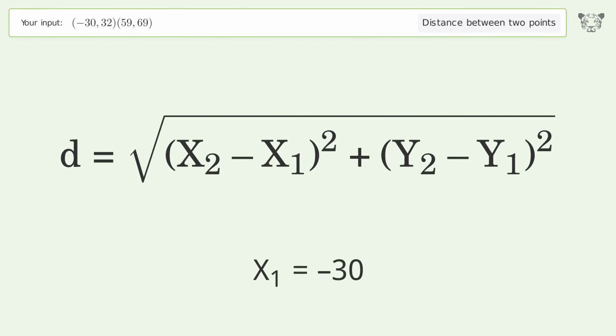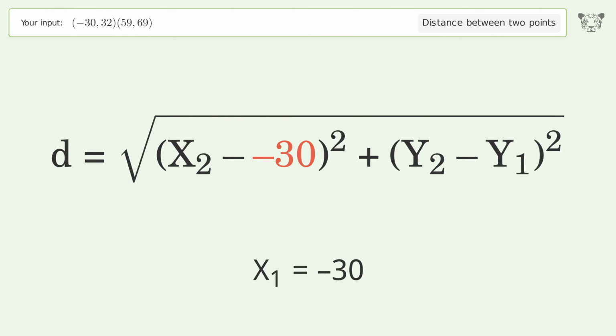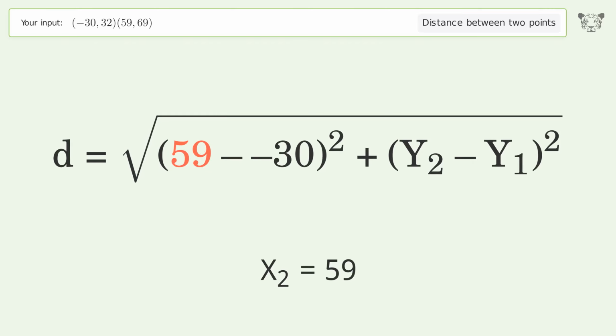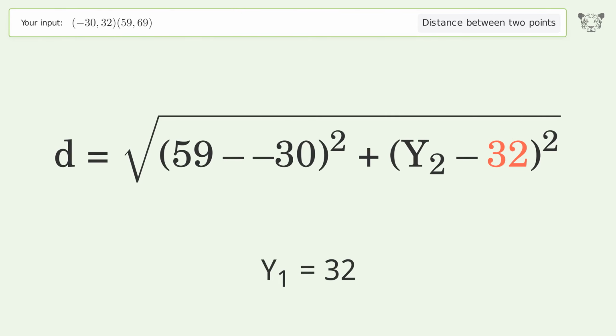x1 equals -30. x2 equals 59. y1 equals 32. y2 equals 69.